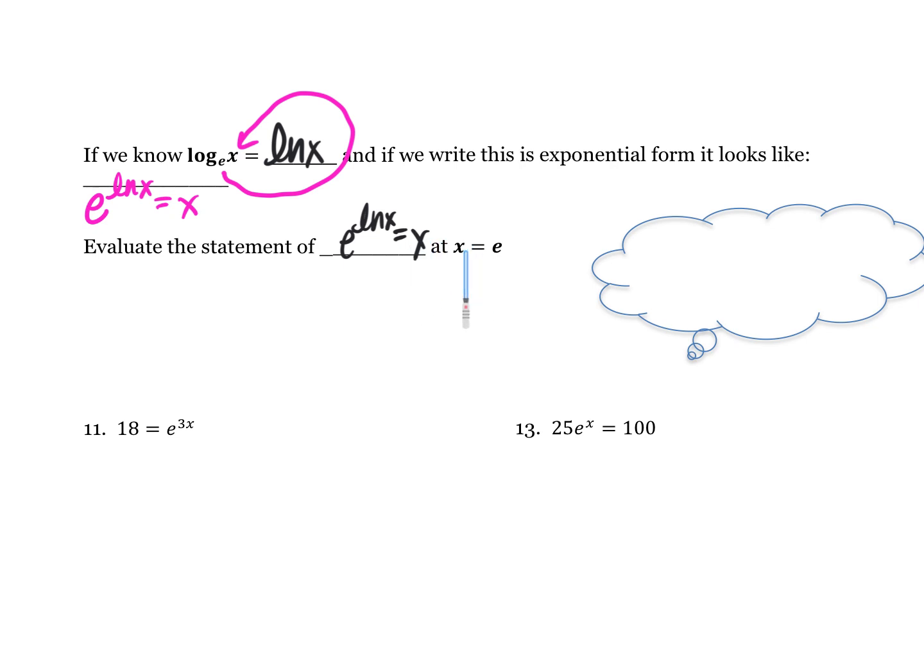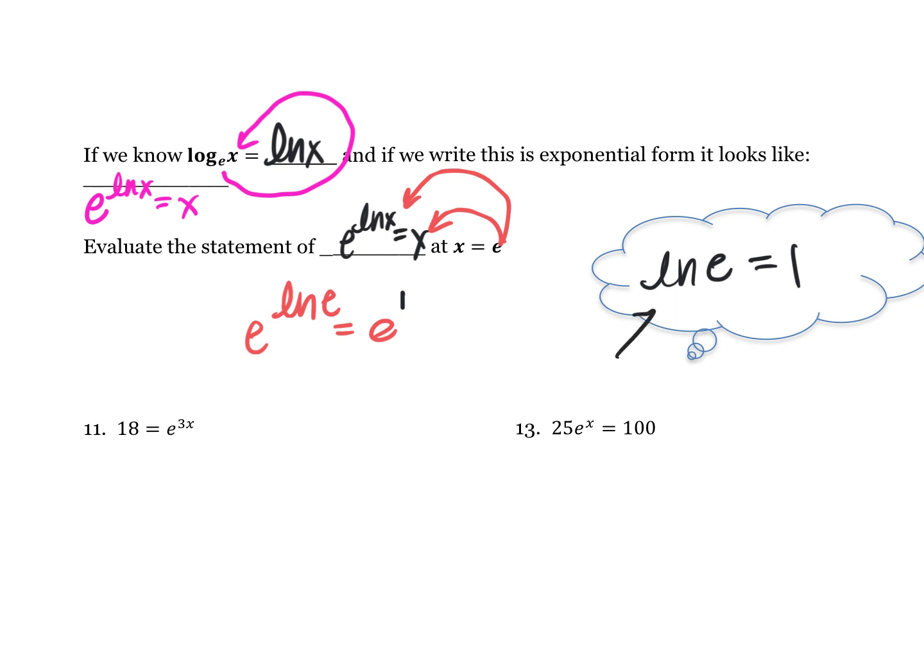If x is e, if I were to put in e's for all my x's, we would be saying e to the ln of e equals e. Yeah, so e is just e to the first. So my question is, what's that? If this exponent is 1, what does natural log of e equal to? Right? That's huge. This is what we need to have memorized in AP Calc. ln of e is just 1. That's my little thought bubble there. We got to know that. That's a must know. ln of e is just 1.